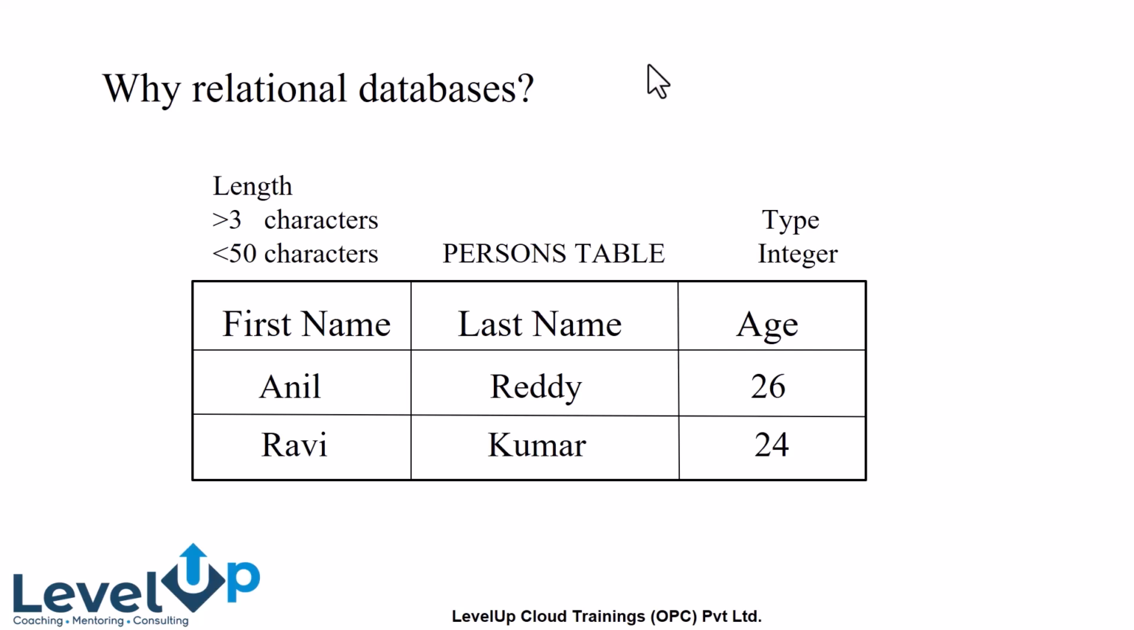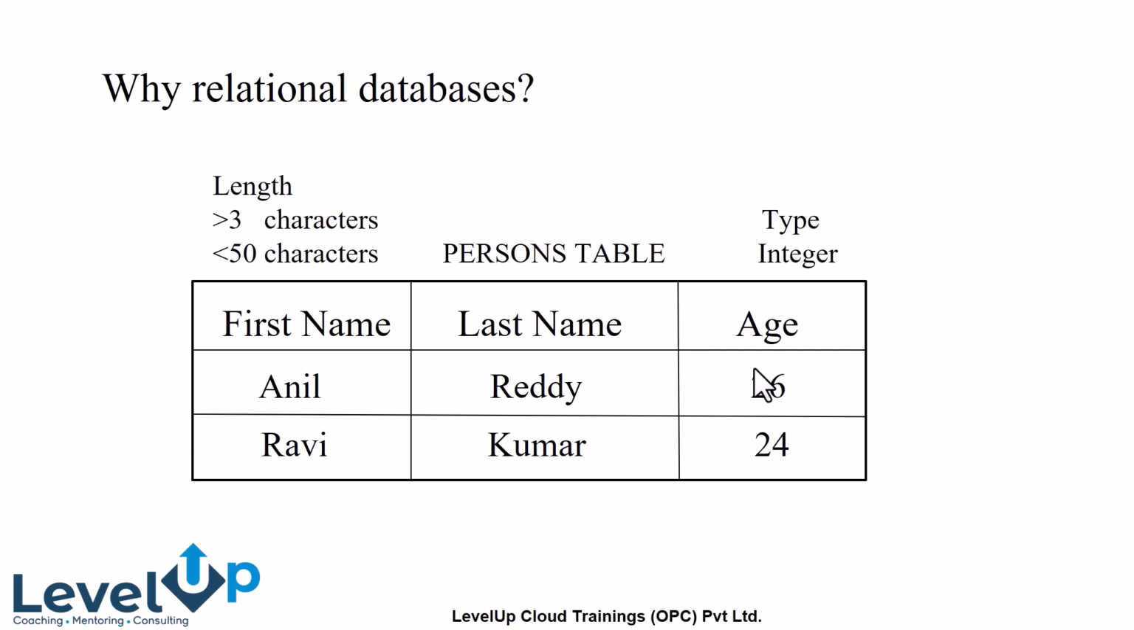Now, with the help of a relational database, not only can we enter the data, we can also put some constraints on it. Like in the column first name, it should not be less than three characters. That is one constraint, and it should not go beyond 50 characters. We can also define that age should be an integer, not a string, so it only accepts integers as the input for that column. And we can also define a constraint like age should not be more than 100 or 110 or 80, 90, whatever you think is feasible.